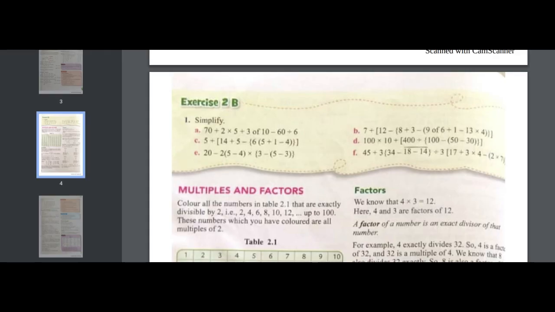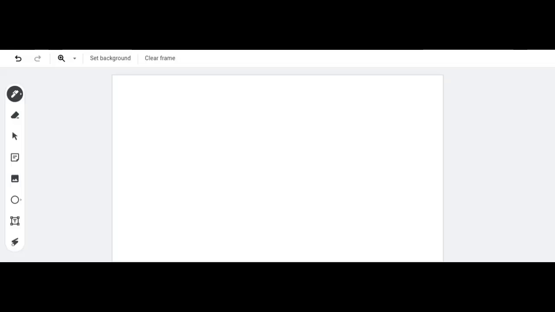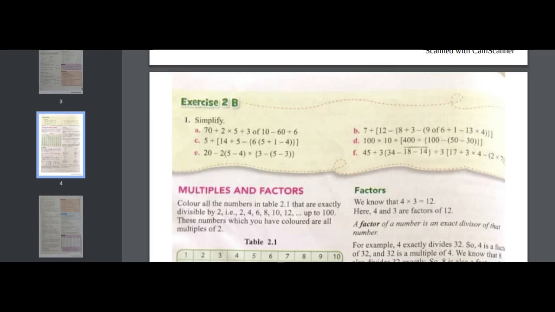5 plus square bracket 14 plus 5 minus 6 times 5 plus... this is all about the brackets. Here we just have to do the multiplication, addition and subtraction. Remember that the bracket shows the multiplication operation here. We have to write the question first, then I will explain it to you, then you have to write it.